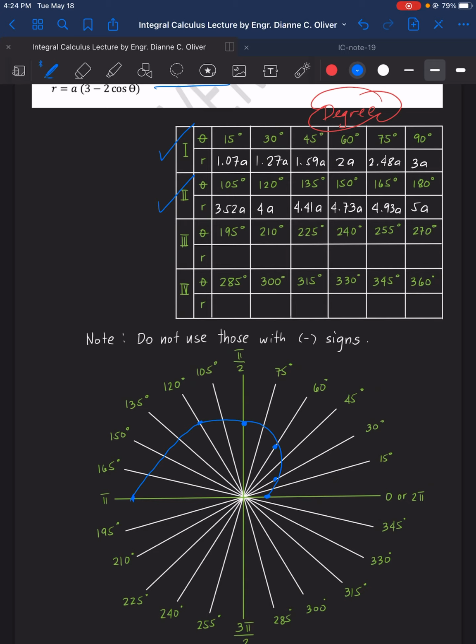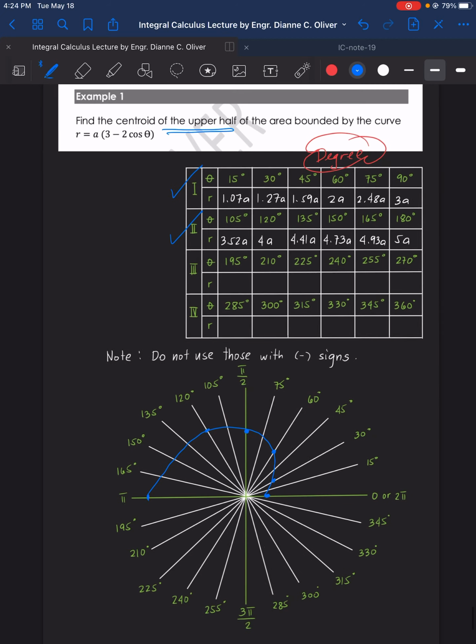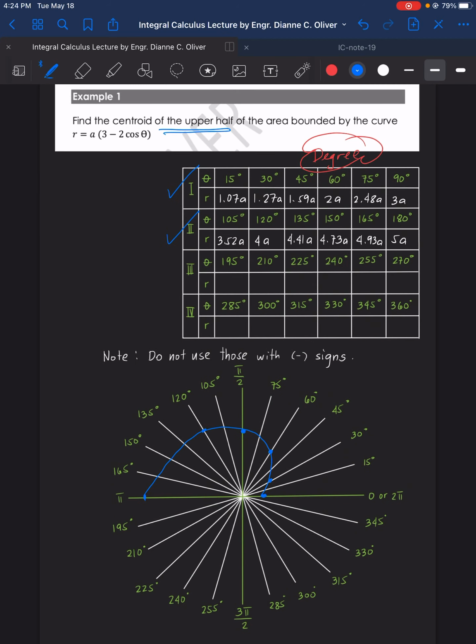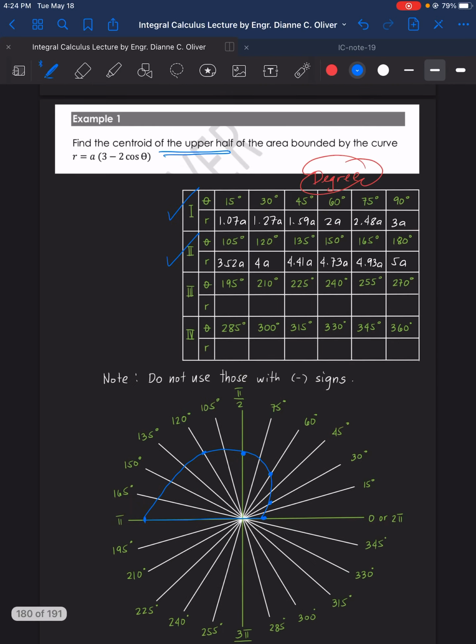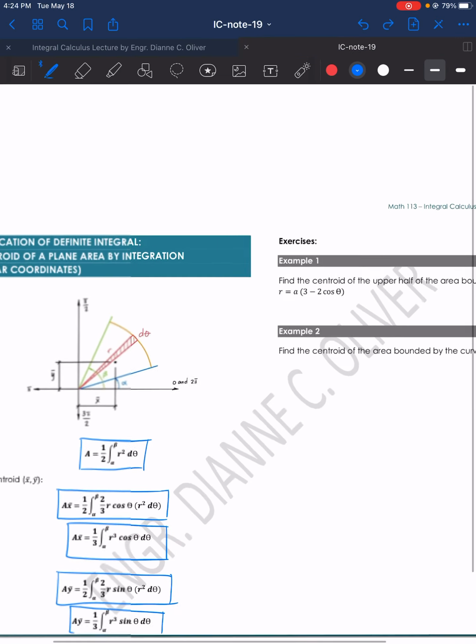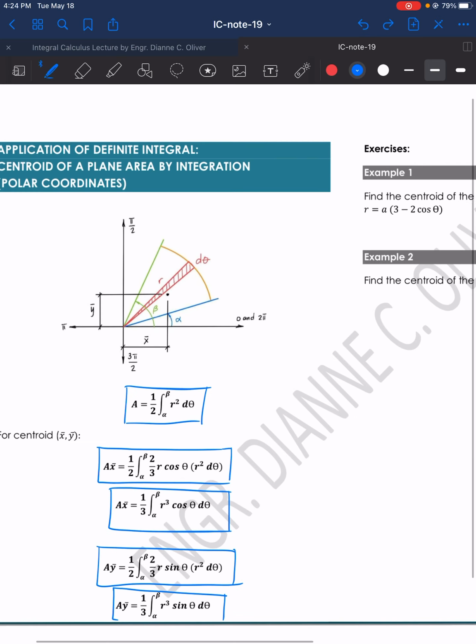So we have here the curve. Let's just say, there you go. So this is the area that we are considering, the upper half of the area. Now what we're looking for here, from the introduction a while ago, is the x bar and the y bar.